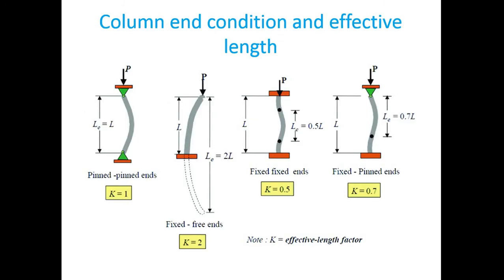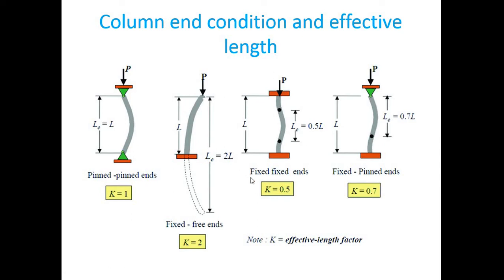Now let's discuss the column end condition and effective length. So here we have four conditions and we can discuss them one by one. We can start from left to right. Coming to the first condition, in this figure you can see both ends of the column are hinged and a load P is acting at the top of the column. Here the relationship between effective length and actual length is LE equal to L.